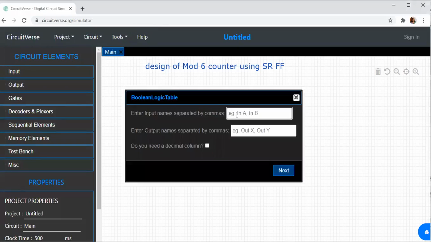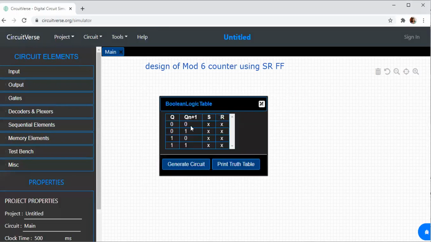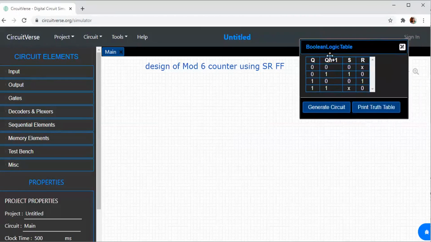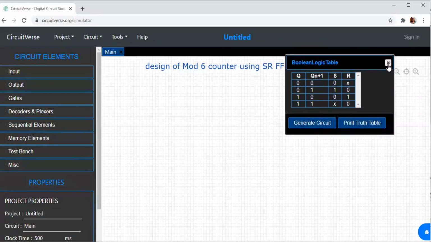What is the excitation table? We'll be having Q and Qn plus 1 as the input, and S and R as the output for the excitation table. Okay, so what is the excitation table for SR? This will be 0 x, this will be 1 0, this will be 0 1, and this is x 0. So this is the excitation table for SR flip-flop. Keeping this excitation table, we'll design a mod 6 counter. Again, we require 3 flip-flops only.